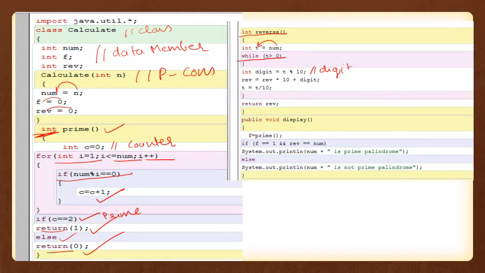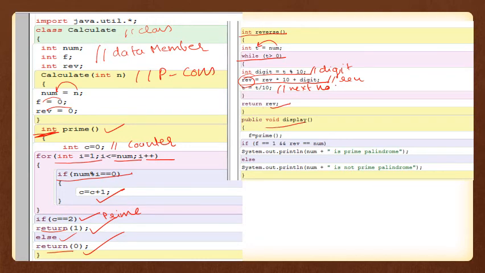So while t is greater than 0, digit equals t mod 10, rev equals rev into 10 plus digit. Next, t equals t divided by 10, and after that return the reverse of the number. The reverse of the number is stored in variable rev, so return rev.